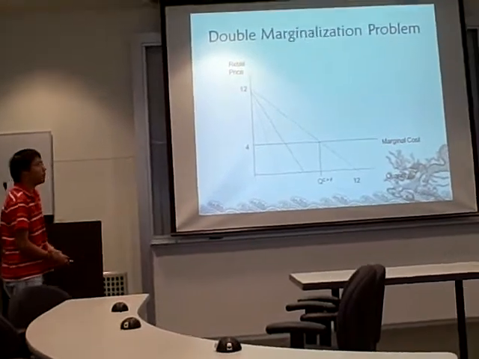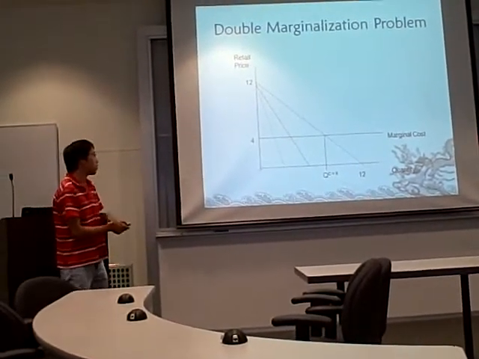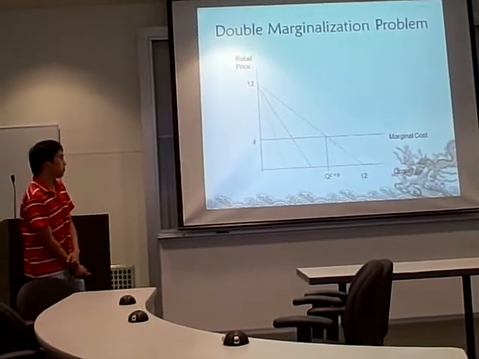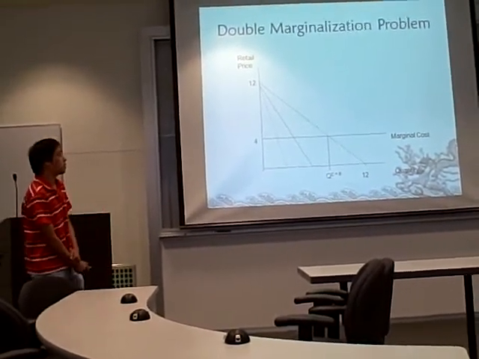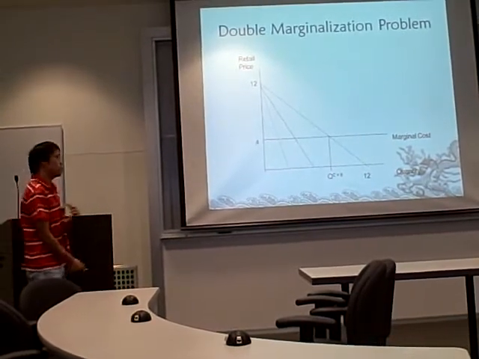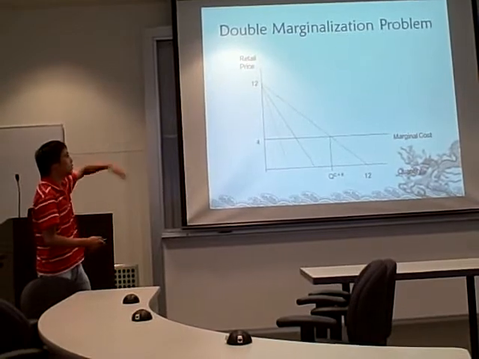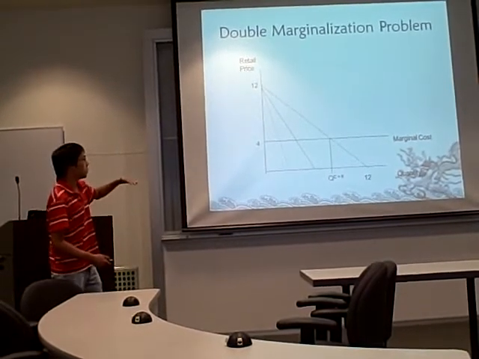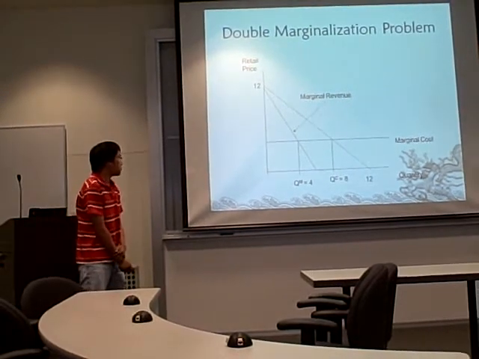Under perfect competition, which means that no firms have market power, the equilibrium quantity will be set at 8, and the price is just the marginal cost. The firms are not profitable, and the consumer gets the whole surplus, so the consumer surplus equals the whole surplus.